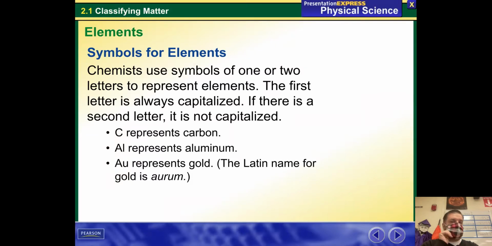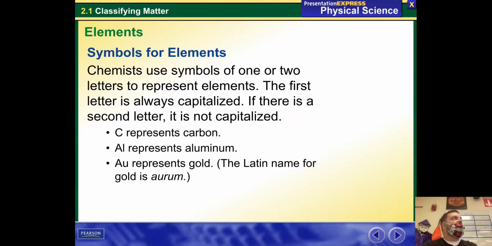Symbols for elements. Chemists use symbols of 1 or 2 letters to represent the elements. The first letter is always capitalized, and if there is a second letter, it is not capitalized. Carbon is capital C. So if you look at the periodic table that Mr. Adams has hanging up on the wall, or hanging up from the ceiling over there, and you look for the capital C, it's kind of hard to see, but there it is. That represents carbon. Al is aluminum, and Au is gold.